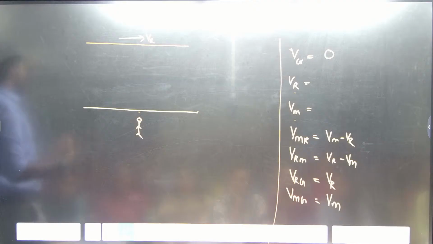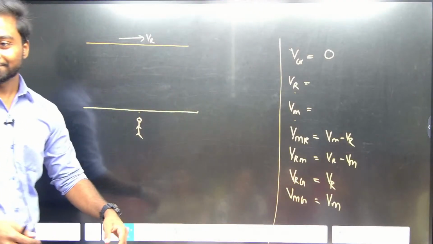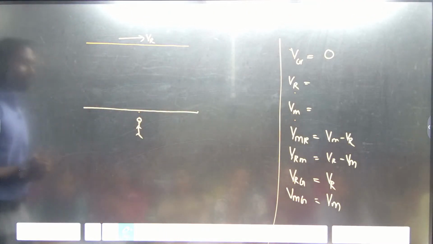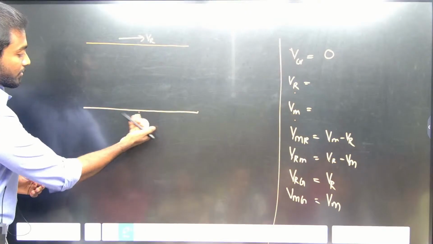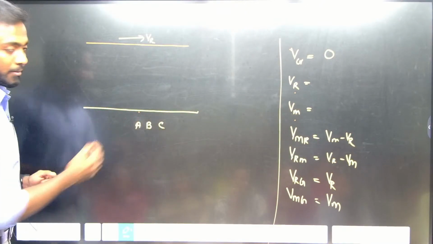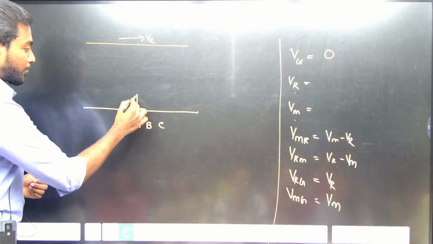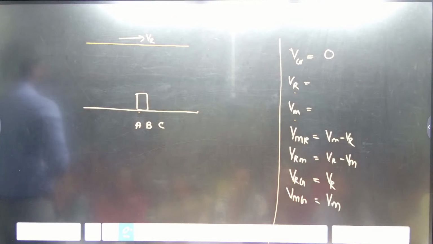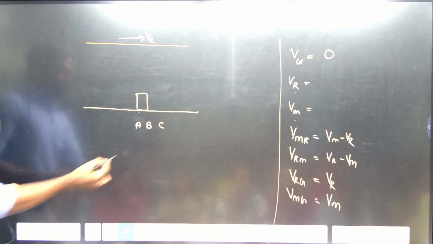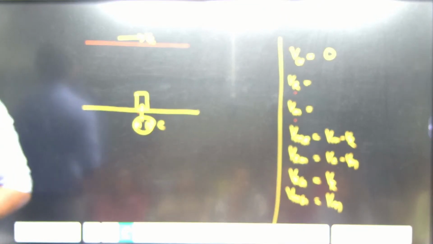It will push me. Yes, no, it will push me, not in the opposite direction, in this direction it will push me. So consider there are three people, A, B, C. There is a boat. A and B are traveling in the boat.